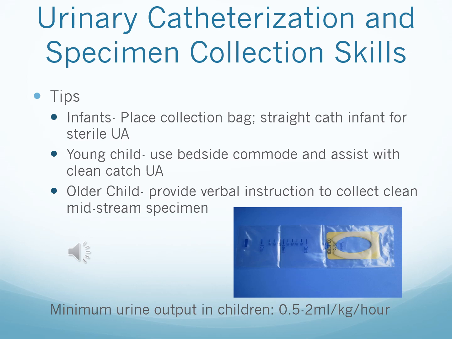We think about urinary catheterization and specimen collection skills. Keep in mind that, with infants, you might place a collection bag or a straight cath an infant for sterile UA. Young children, you can ask them to use the bedside commode and assist with a clean catch UA. And with older children, you can provide verbal instruction to collect the clean catch midstream specimen. Keep in mind the minimum urine output in children is 1/2 to 2 mL per kilogram per hour. That is a formula that you will need to know. This is a clean catch urinary specimen bag here in the picture.